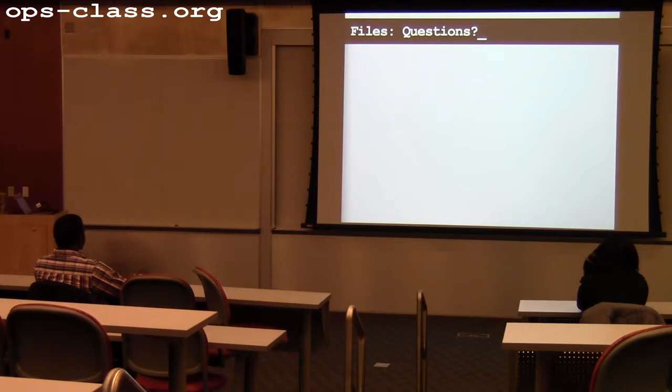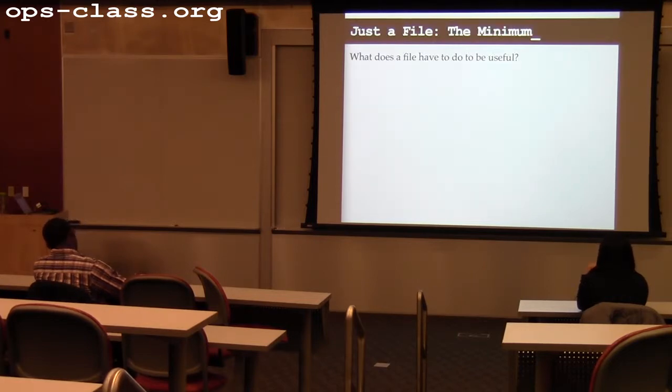All right, any questions about files before we keep going? On Monday we talked a little bit about file expectations and file naming. So what does a file have to do to be useful? What do we want out of this abstraction? What are some of the requirements? Because these are going to lead to some of the design goals that we look at today.